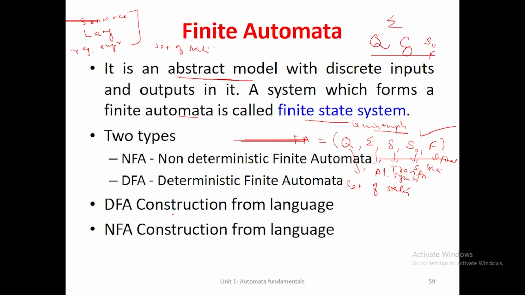Then, how can we represent this finite automata? You can represent the finite automata in two ways. One is a transition diagram. Otherwise, you can represent the finite automata in a transition table manner. The graphical representation of flow is called the transition diagram, and the tabularized form of the function of finite automata is called the transition table.